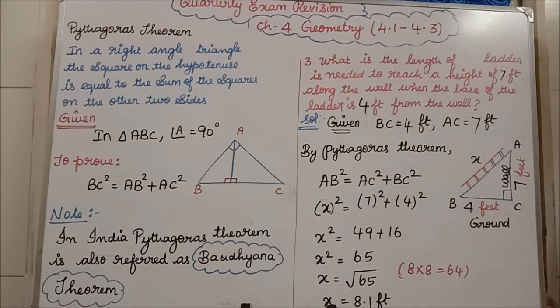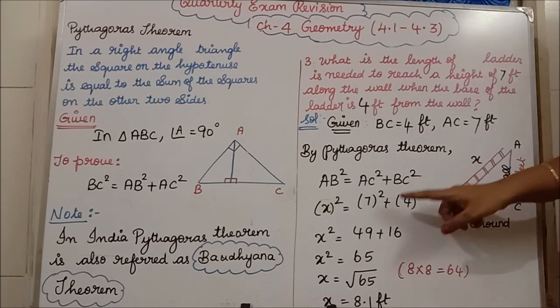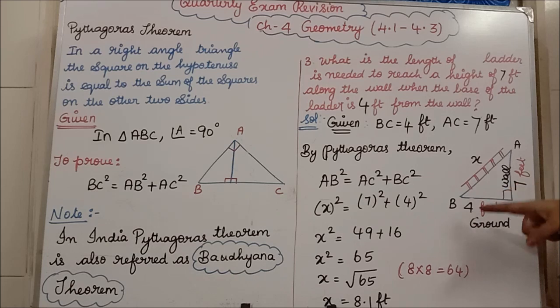That only we have seen in the statement, no? In a right angle triangle, the square of the hypotenuse side, AB square, is equal to the sum of the squares of the remaining two sides. Remaining two sides means AC square plus BC square. Okay, AB square. AB is what? That is the length of the ladder. That only we have to find. Okay, that I am taking as x, the whole square. AC value is what? 7 feet. So 7 the whole square. BC value is what? 4 feet. So 4 the whole square.